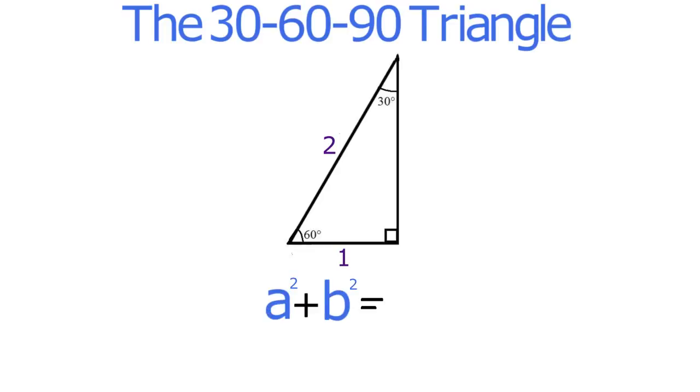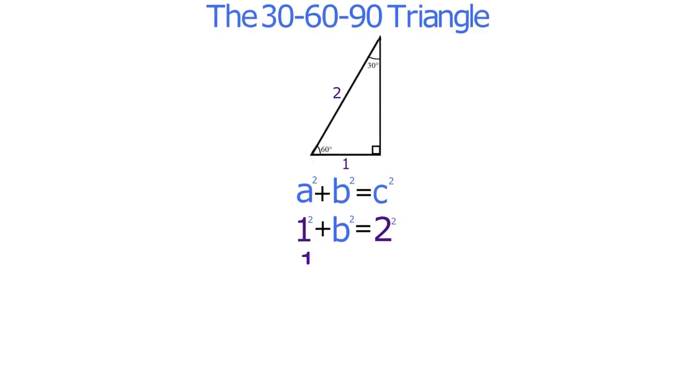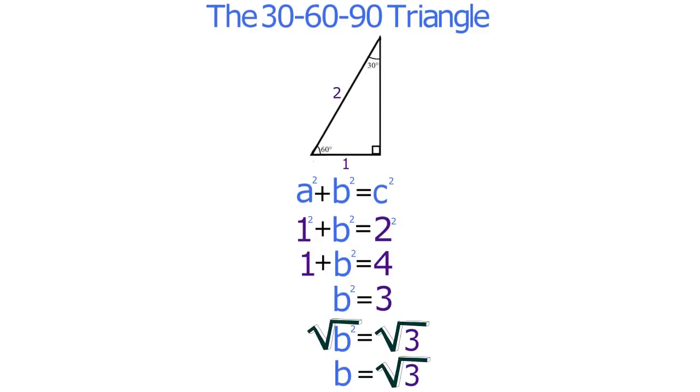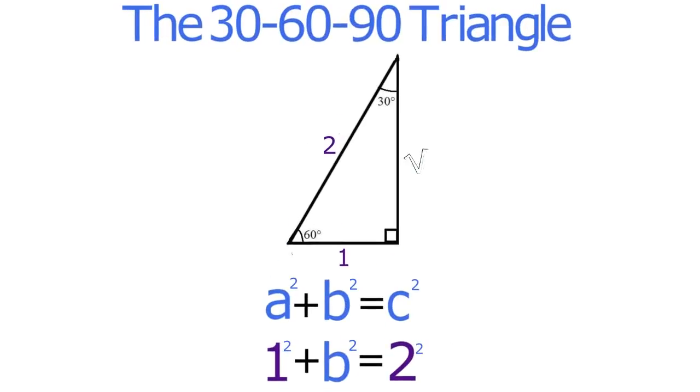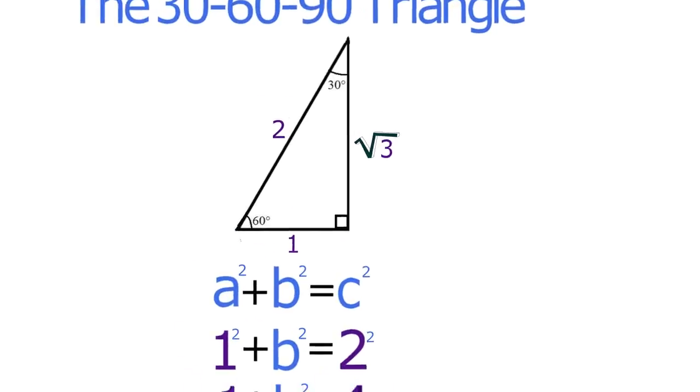You can use the Pythagorean Theorem to calculate the length of the longer leg. Here we fill in 1 for A and 2 for C, and solve for B. So the longer leg of the 30-60-90 triangle has a length of radical 3.